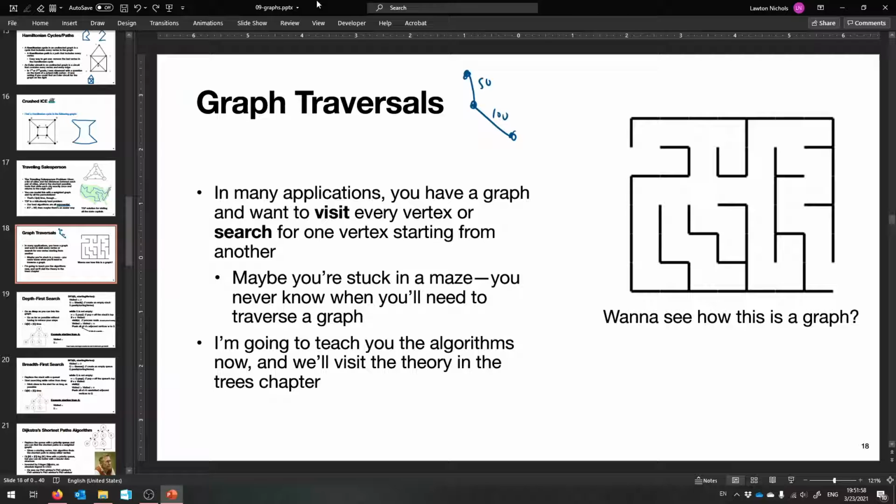The idea is maybe you're stuck in a maze and you have no idea how to get out, and one way to do it is to traverse the graph and visit every vertex, because eventually you'll find the end. It's like the trick of always stay to the right wall. Eventually you're going to get out of the corn maze or whatever. That's the trick. So this is technically a graph, and we can visit every node.